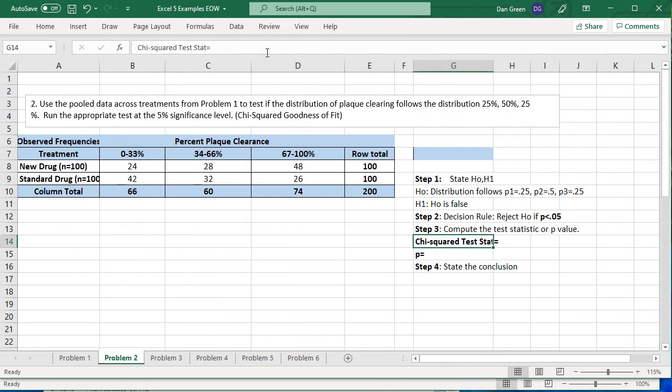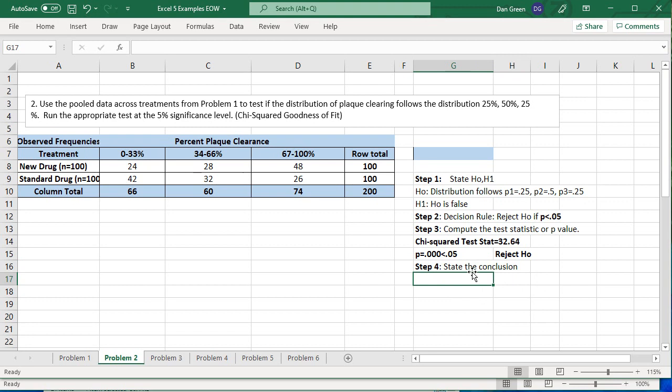So the chi-squared test statistic here is 32.64, and our p-value is 0.000, so it's less than 0.001, and certainly that's less than 0.05. What that means then is that we are going to reject the null hypothesis, H0. And so we're going to conclude the alternative, that the distribution does not follow the 0.25, 0.5, and 0.25. And so we'll state our conclusion.